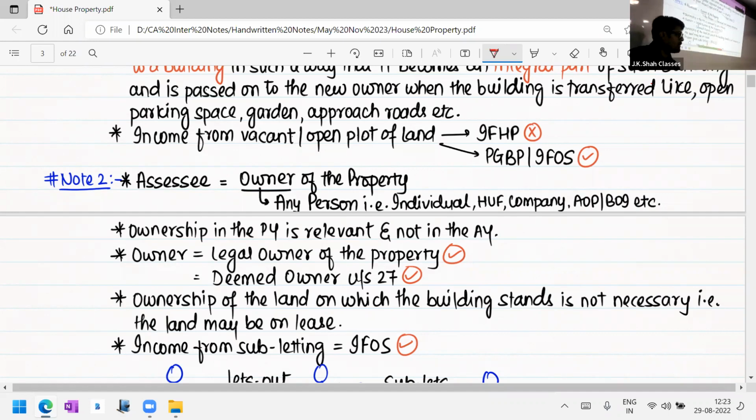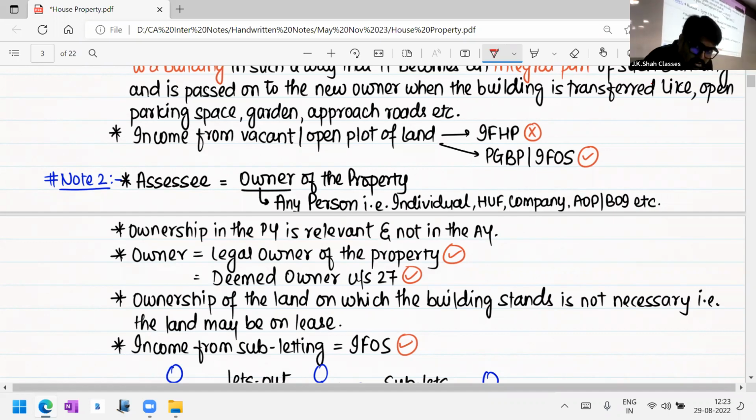See, if you are the legal owner of this property, the income of this property is taxable to you. Understood? What if you are not the legal owner of this property? Then normally the income of this property will not be taxed to you. But there are certain exceptional cases under section 27. In those exceptional cases, even though you are not the legal owner of the property, as per section 27 you are deemed as the owner of that property. And once you are deemed as the owner, even though you are not the legal owner, still the income of the property shall be charged to tax in your hands only.